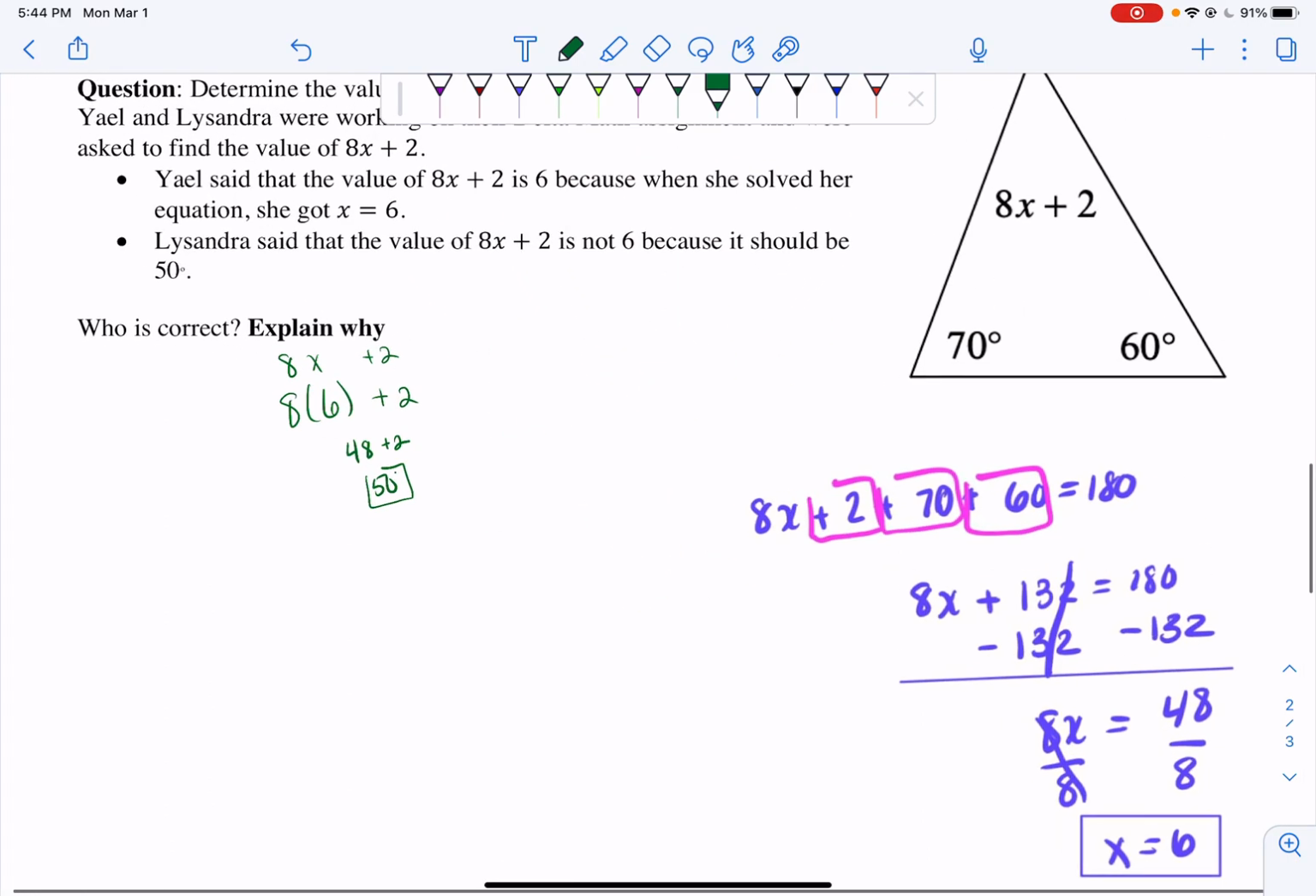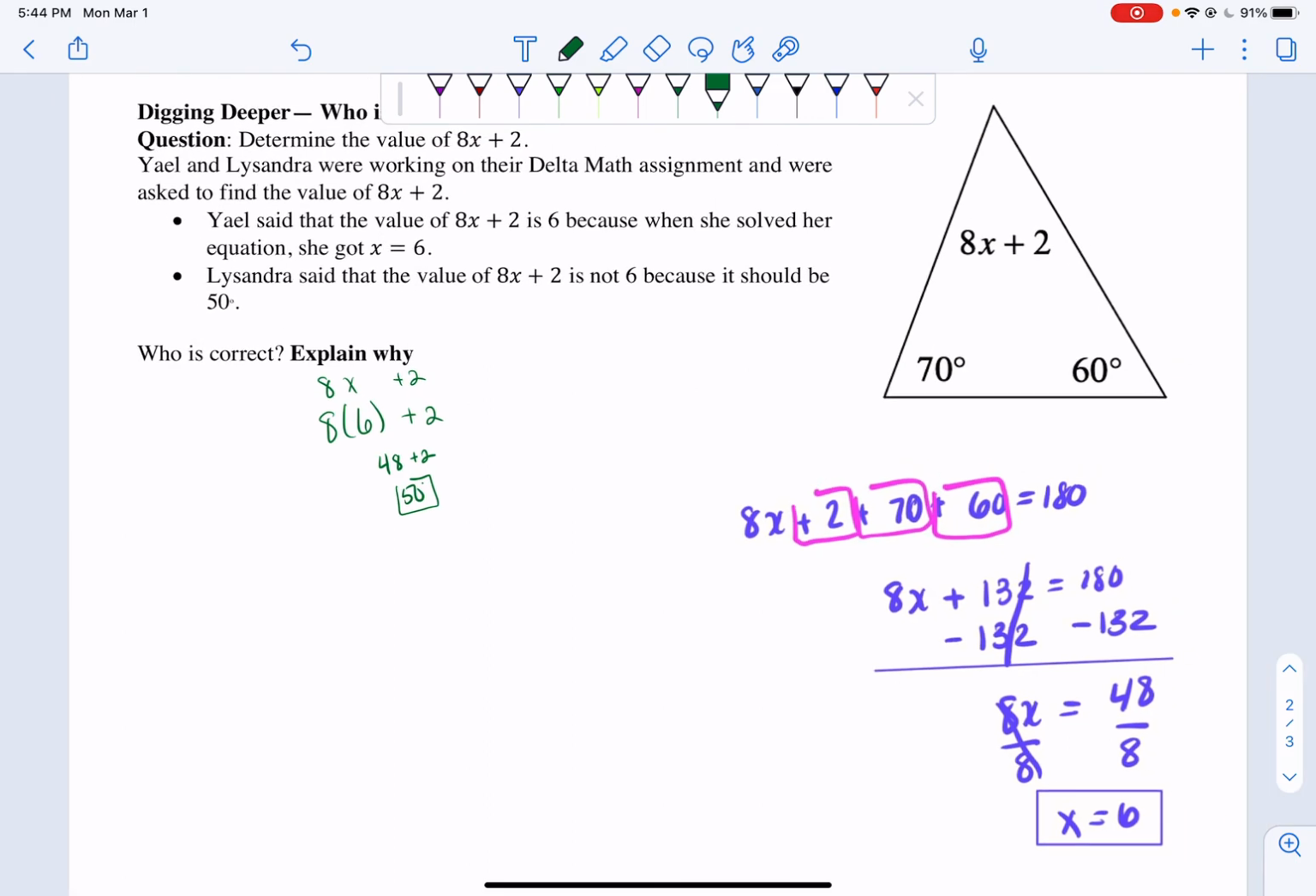So Lysandra is correct. Lysandra is correct because you have to substitute 6 in for x. Jael just found x. You want to substitute in. So Lysandra is actually correct.